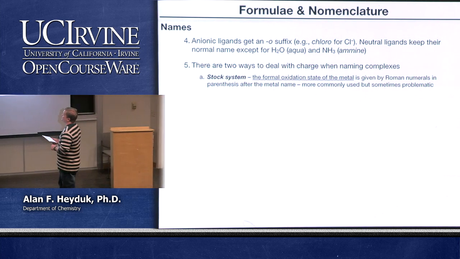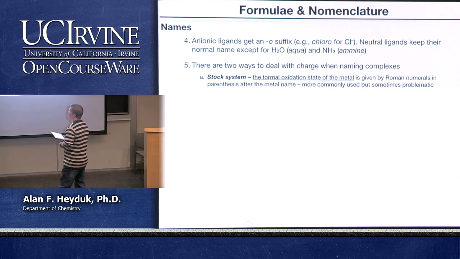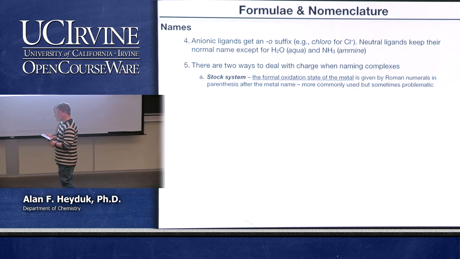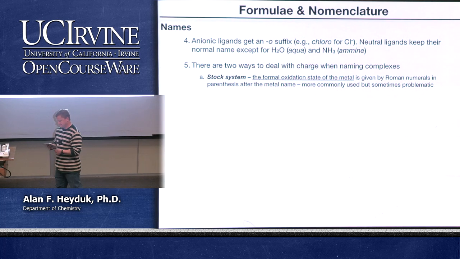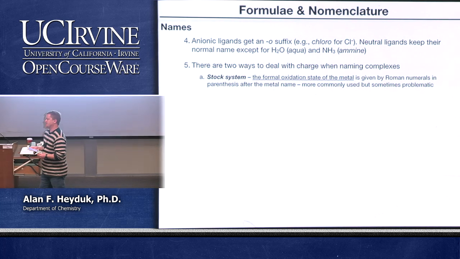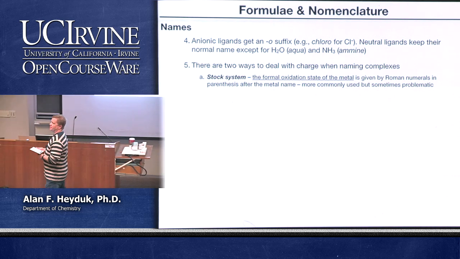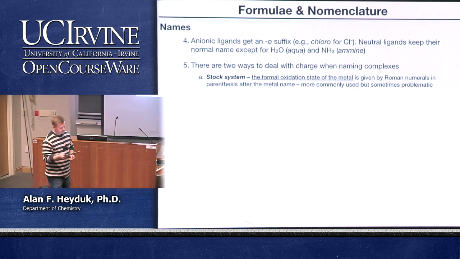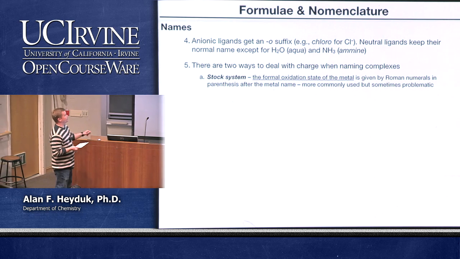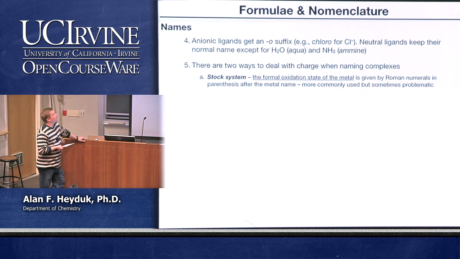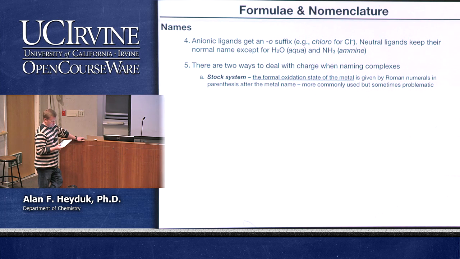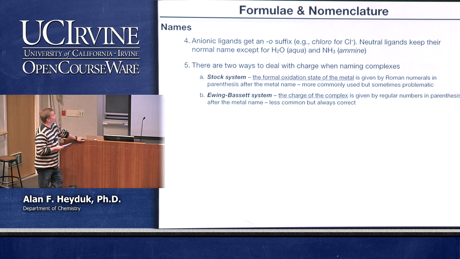There are 2 ways to deal with charge when you name a complex. The first is in the Stock system. And in that case, you give the formal oxidation state of the metal, and it's given by a Roman numeral in parentheses after the name of the complex, or specifically the metal. This is commonly used, but it can be problematic.